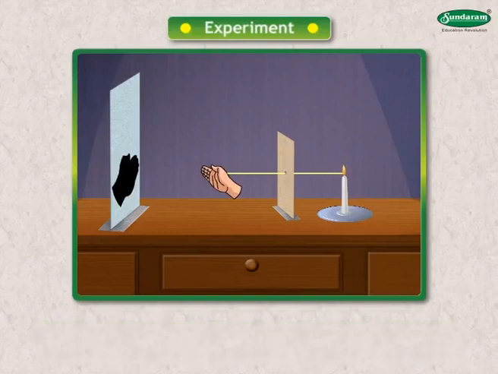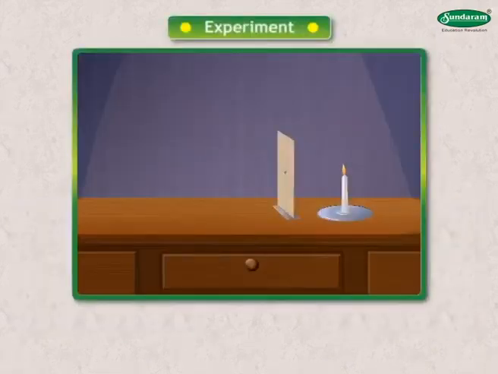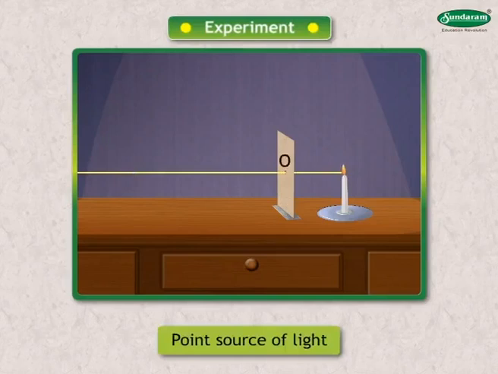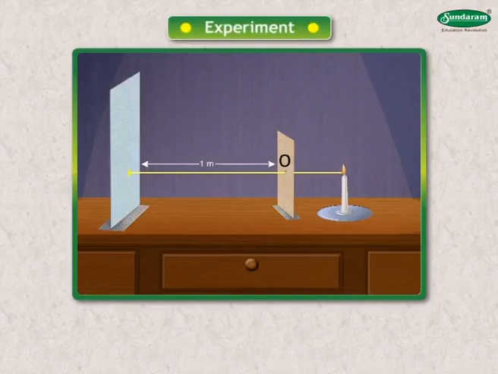Let us see how shadow is cast by a point source of light through the following experiment. Take a candle, a bulb or a torch as a source of light. Place a piece of cardboard with a hole in its center in front of this source as shown in the figure. Now, the light can be seen emerging from the fine hole O. Such a source of light is called a point source. At a distance of about 1 meter in front of the cardboard, place an upright screen.